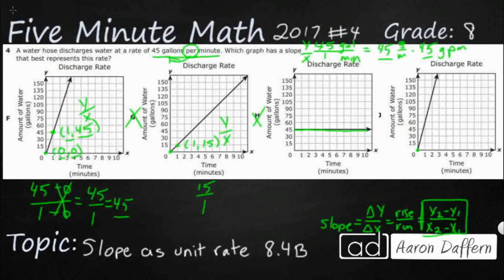What do we have here? Oh, this is way too steep. This is 1, 60. So that's going to be 60 over 1, or just 60. And that's too steep, right? I don't need 15. I don't need 60. What I'm looking for is my F, and that is my answer.